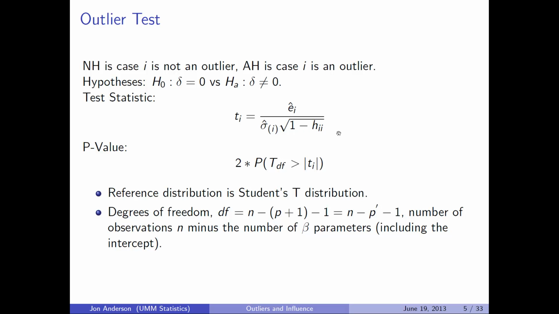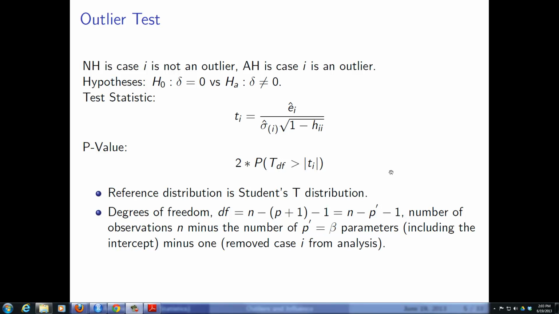The test statistic is just the studentized residual, and because it's a two-sided test, we will calculate the p-value by calculating the probability. The test is based on this studentized residual, and the appropriate degrees of freedom is going to be n observations total minus the number of beta parameters in the model, including the intercept, that's p prime. And then we subtract off one more because we don't use observation i in the computation. And this would be how we'd get an appropriate p-value.